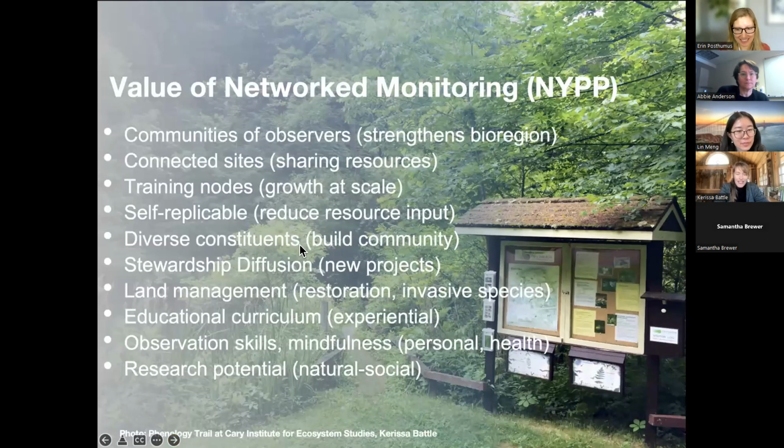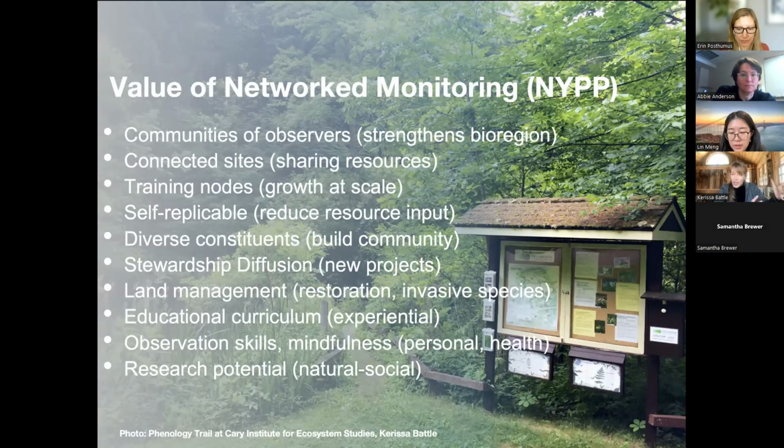So before I get to the research, just another thing that I've been able to witness as both a researcher, participant, volunteer observer, and also somebody who's been involved in helping launch some of the networks and projects, first in Oregon and then in New York, is that I've seen the participation is more than just the research. It really strengthens the bioregion.